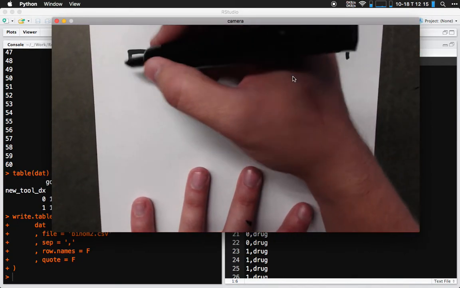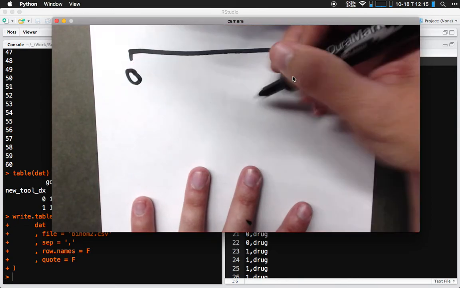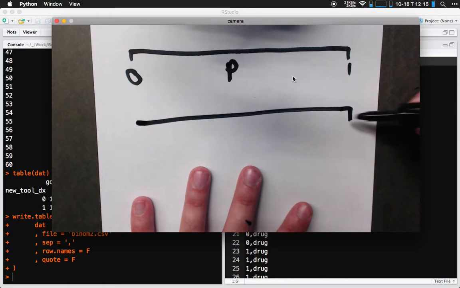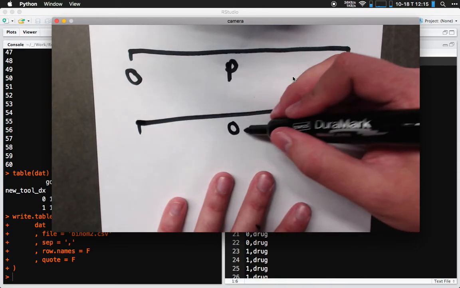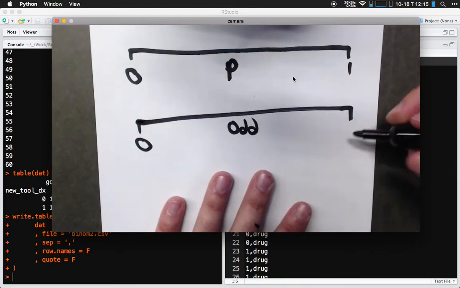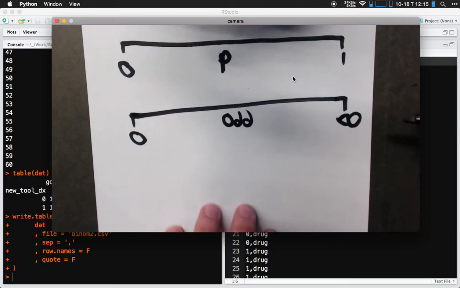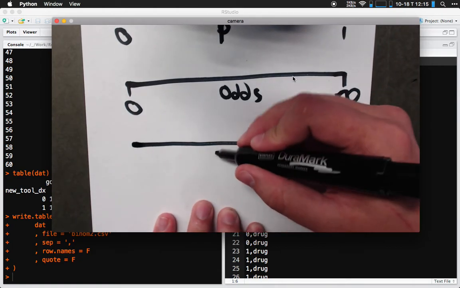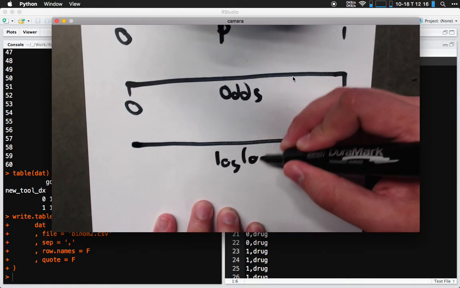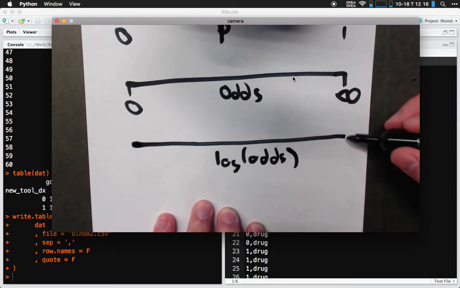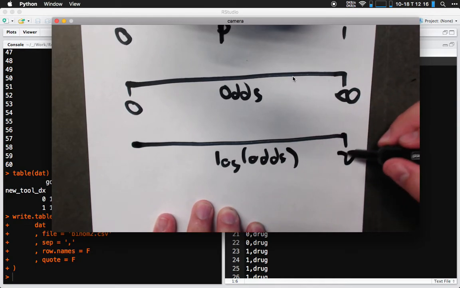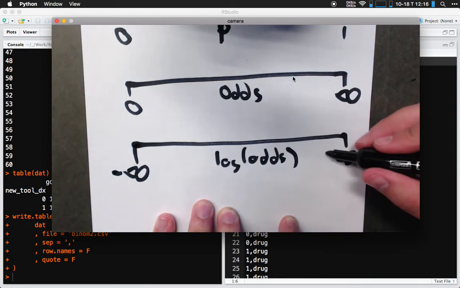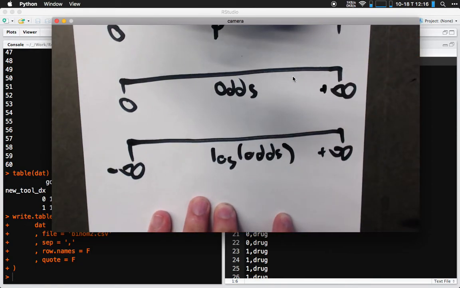We're going from a scenario where we have proportion is 0 to 1, odds is 0 to infinity, and now if you do log of odds, it makes it from negative infinity to positive infinity.